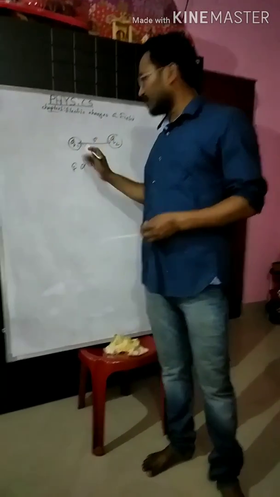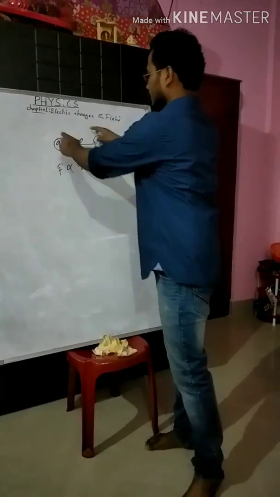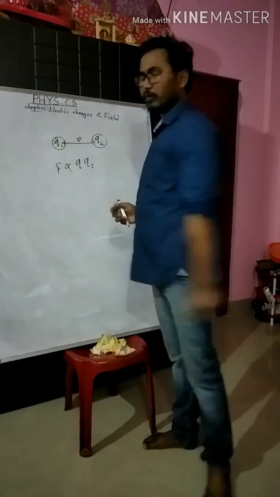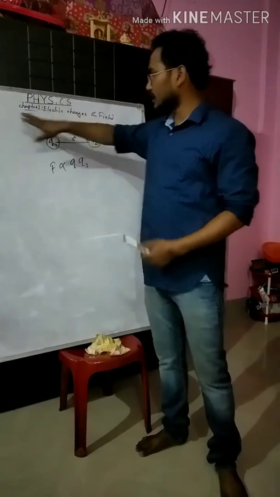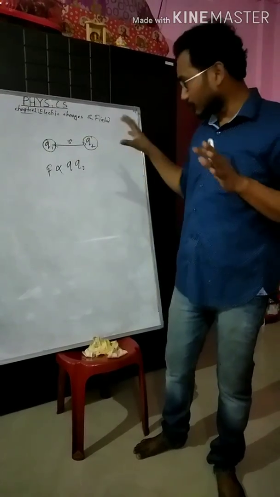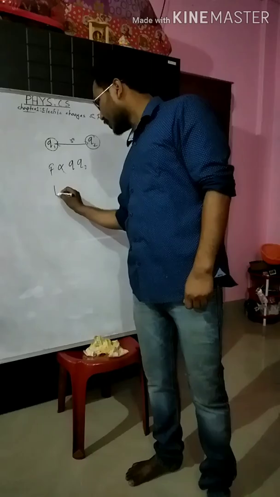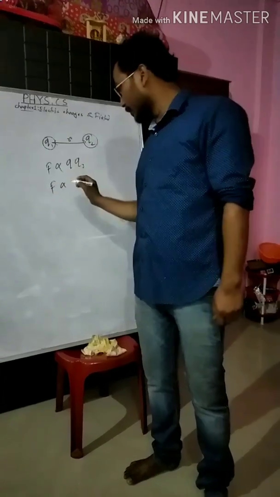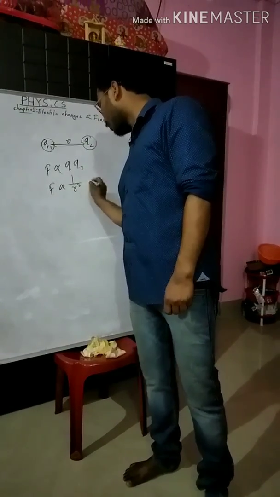Now from that figure, if I place these two charges at more distance, the attraction or repulsion force will definitely be less. So according to Coulomb's law, that attraction or repulsion force should be inversely proportional to the square of the distance.